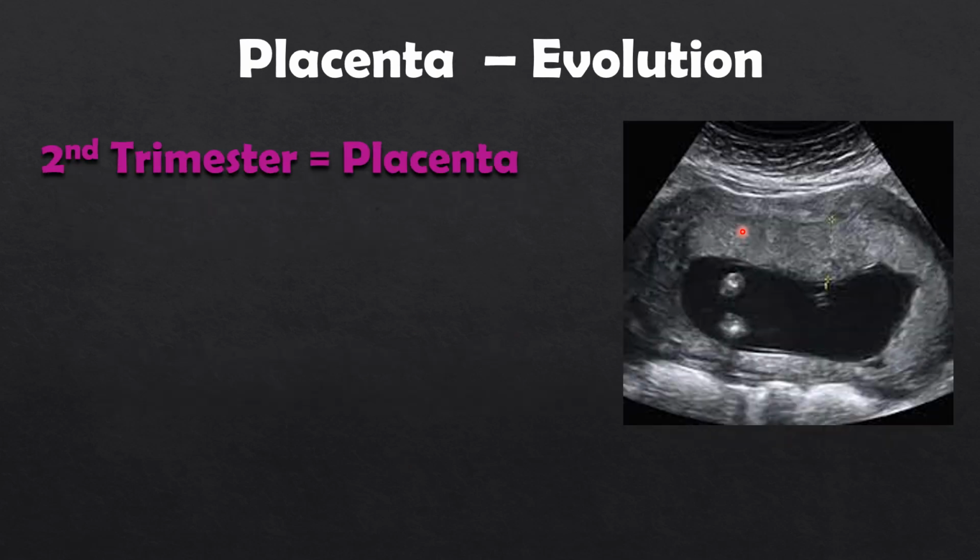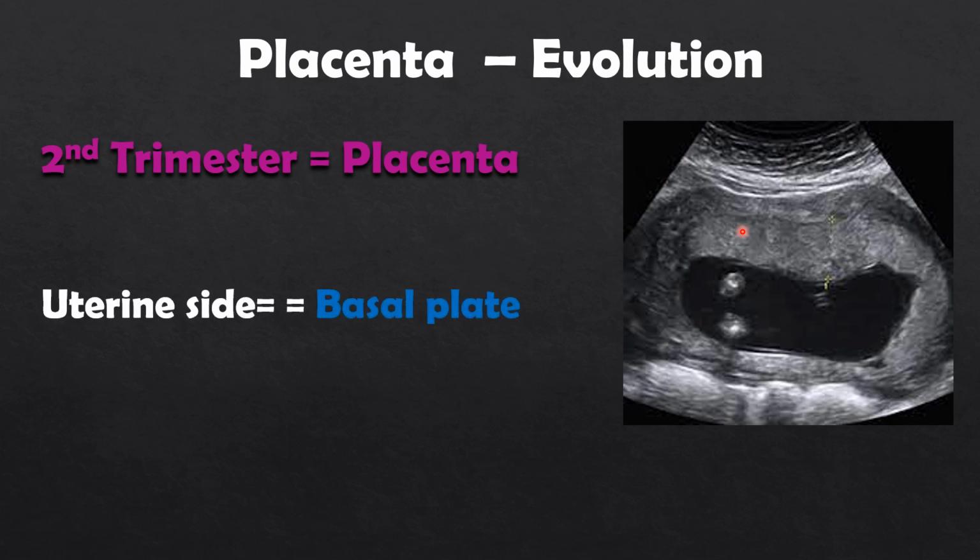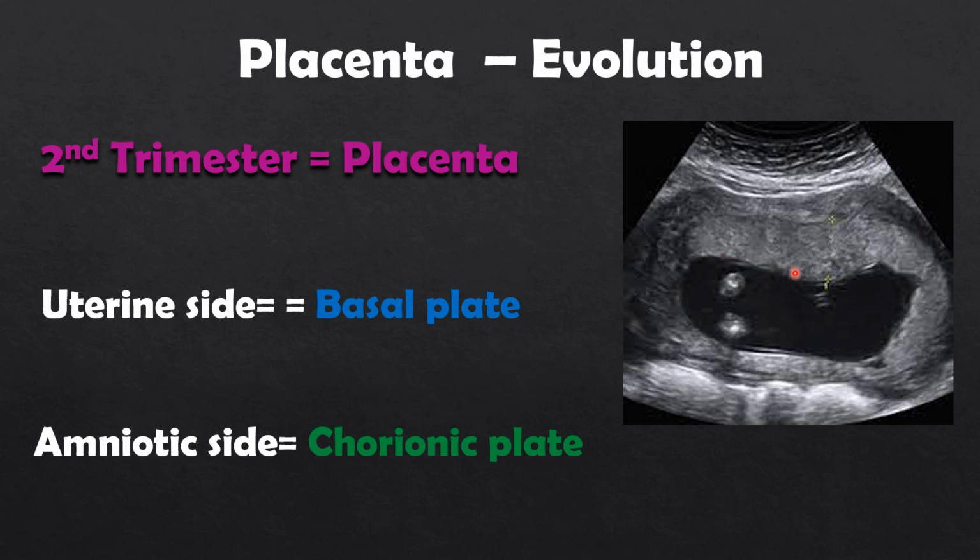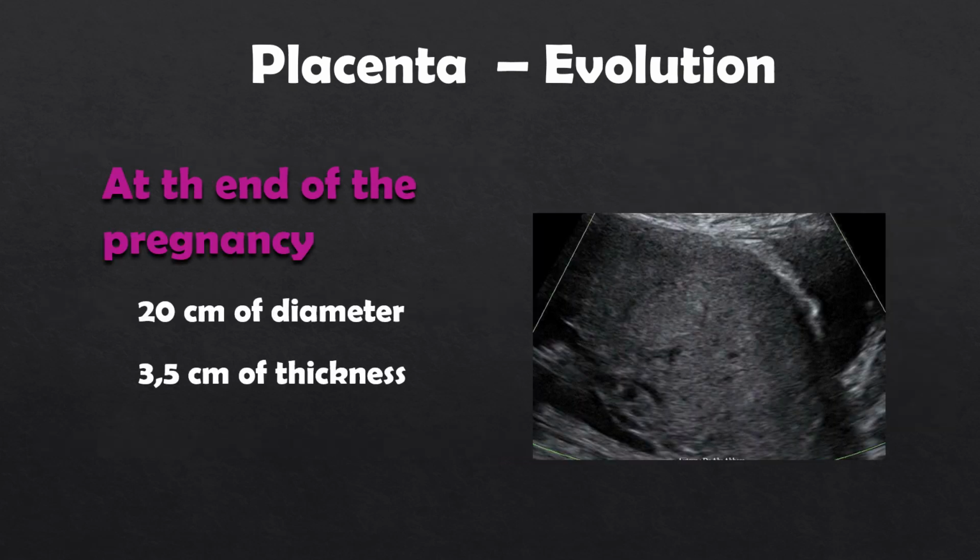During the second trimester, the placenta has a well-defined shape, with a thin stripe on the uterine side called the basal plate. This line is very important in the detection of placenta accreta. And on the amniotic side, we have a hyperechogenic plate, which is called the chorionic plate. At the end of the pregnancy, the placenta will have an internal length of around 20 centimeters and a thickness of about 3 centimeters.